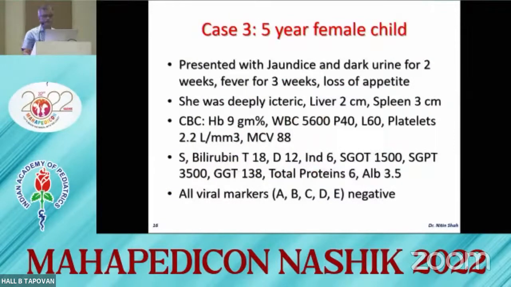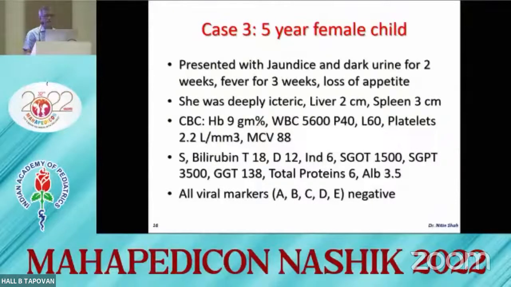Okay, third case. 5-year-old female child presented with jaundice and dark urine for 2 weeks, fever for 3 weeks, and loss of appetite. So presentation like an acute hepatitis. She was deeply icteric to the pediatrician where she went. Liver was palpable, spleen was palpable. And these are the investigations.